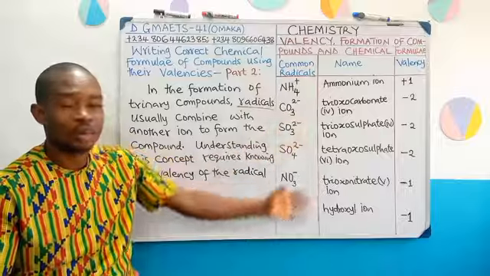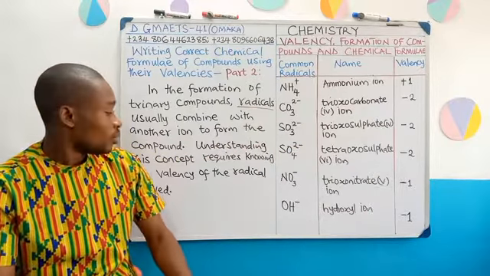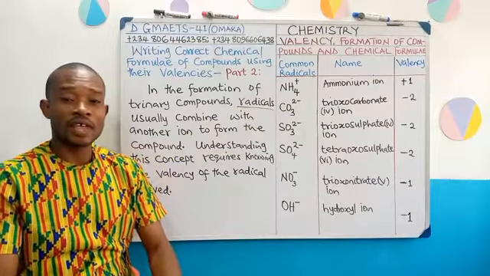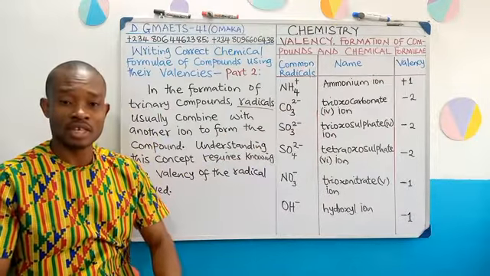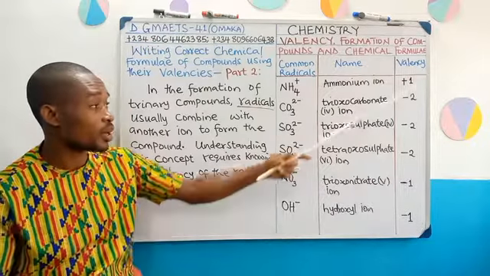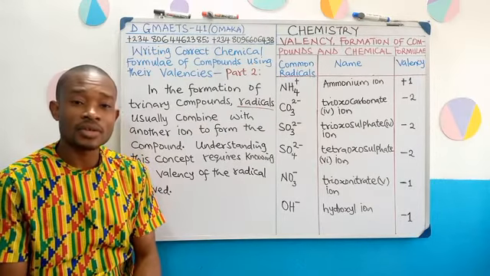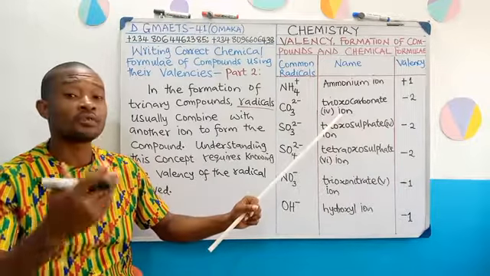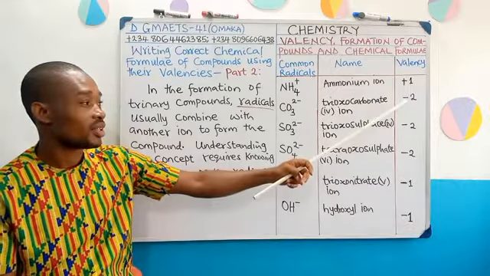We have on the board here common radicals, their names, and of course their valency. One of them we have here is NH4+. The name of this radical is called ammonium ion. So don't forget that. And the valency, just like you can see there on the board, is +1. Okay? Another one is CO3 2-. The name is trioxocarbonate 4 ion. And what is the valency? Of course, you can see that.